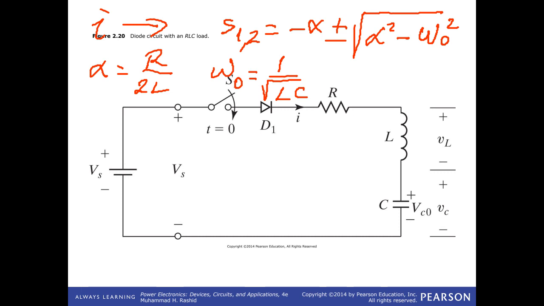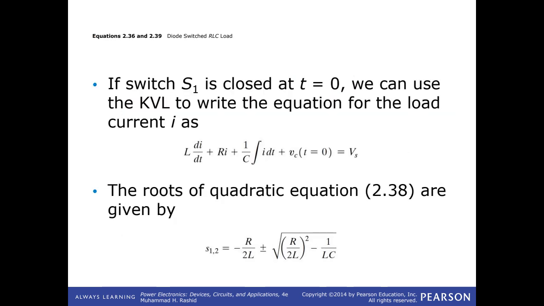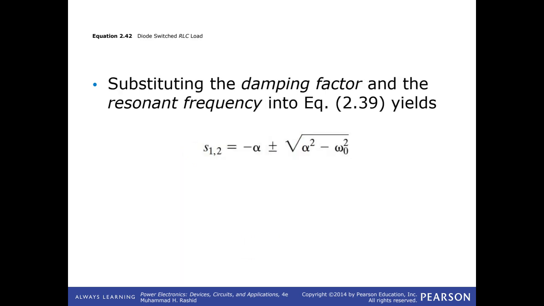Now I continue. What Mohammed is writing here is the equation I have already written. And that one is the roots, which I have already shown to you, derived rather. And that's the resonant frequency omega O, and alpha is already given, okay?